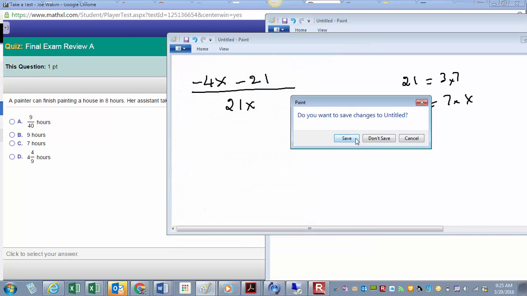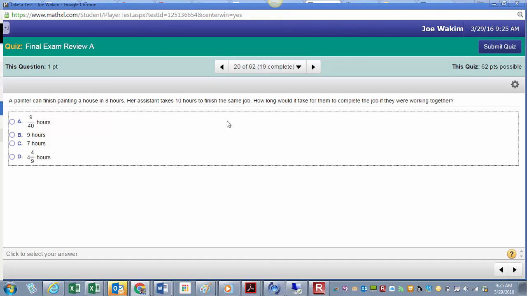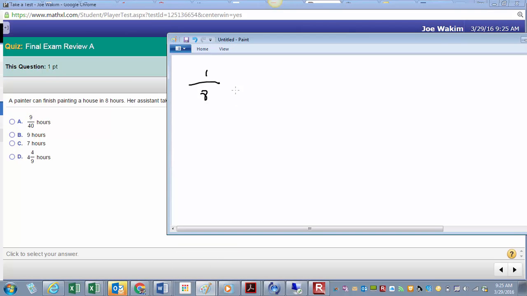Okay, so a painter can finish the job. He can paint the whole house, let's say, in 8 hours. In 1 hour, he'll paint 1/8 of the house. The assistant takes 10 hours to finish the same job. So in 1 hour, she will finish 1/10 of the job. Now let's say X hours is the time taken to finish the job when they're working together. Therefore, in 1 hour, it will take them 1 over X.